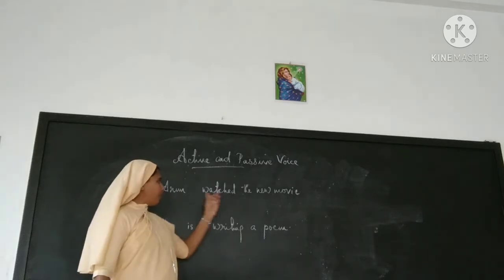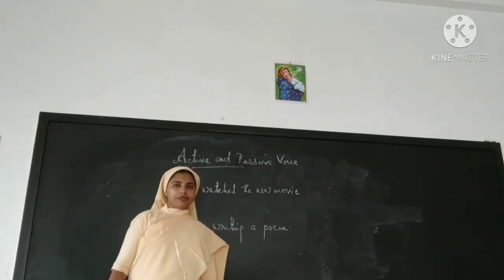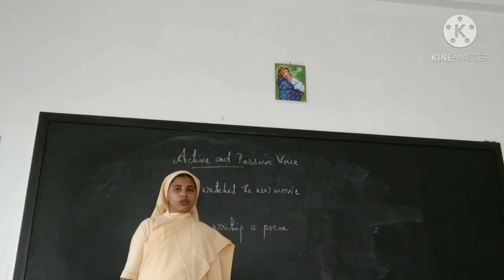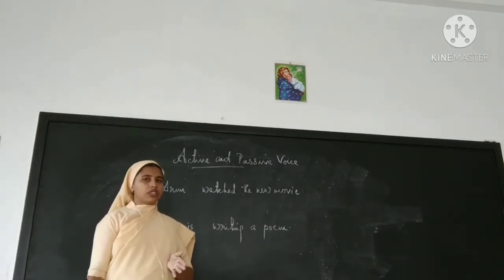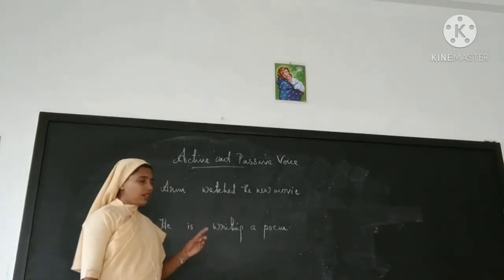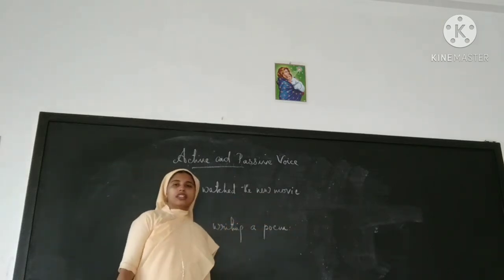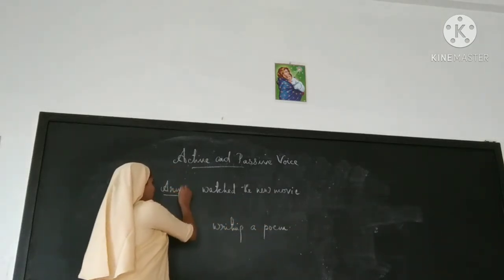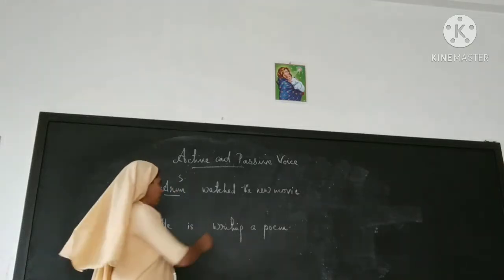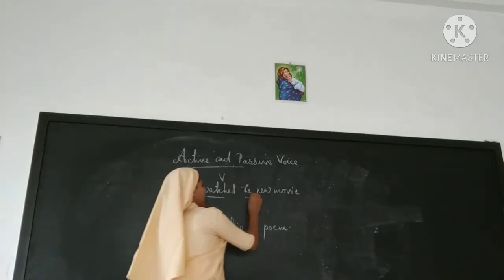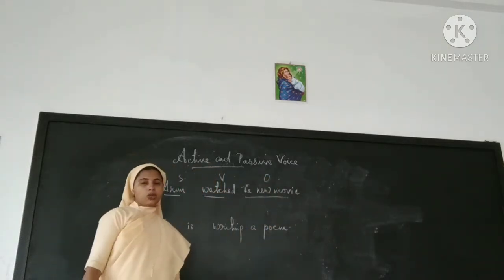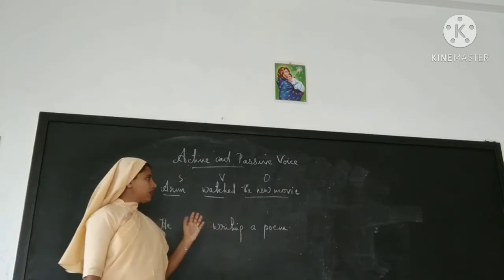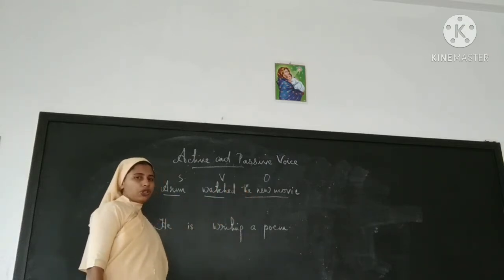Okay, here: Arun watched a new movie. If it is a transitive verb, then only you can convert into passive voice. In other words, if there is an object, then only you can convert into passive voice. Let's analyze it. Arun watched the new movie. Arun is the subject, watched is the verb, the new movie is the object. Subject, verb, object. When you convert it into passive voice, the object takes the position of the subject.